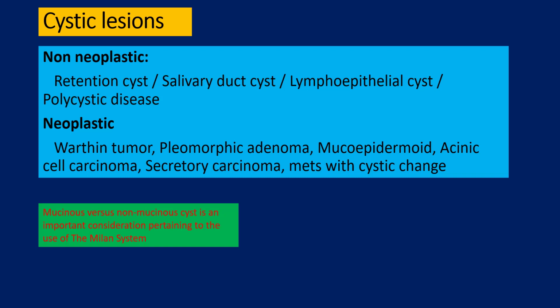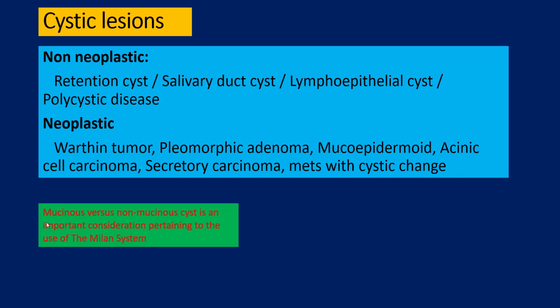However, a large number of cystic lesions could be neoplastic. Some of them are very well known, like Warthin tumor. In addition to that, other lesions which are overwhelmingly solid, like pleomorphic adenomas, can present as cystic lesions. There are malignant tumors which can show cystic change, and this could be extremely dangerous with potential for pitfalls, and these are mucoepidermoid carcinomas, acinic cell carcinomas, adenoid cystic carcinomas, and even metastasis can show cystic change.